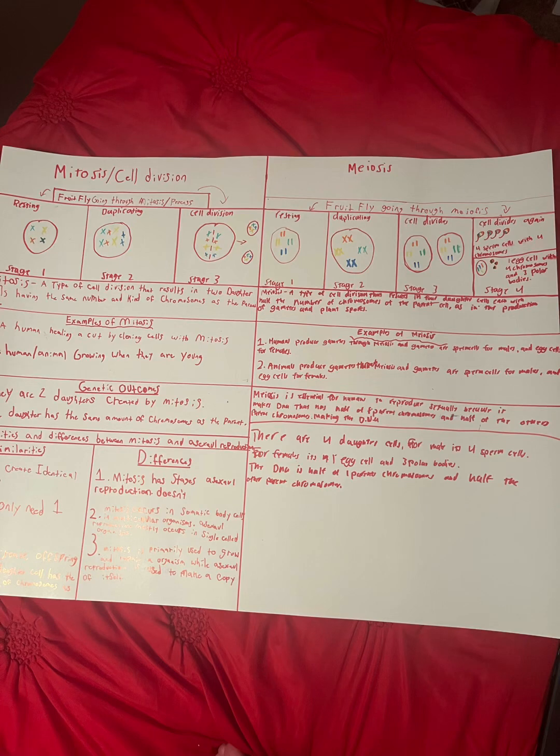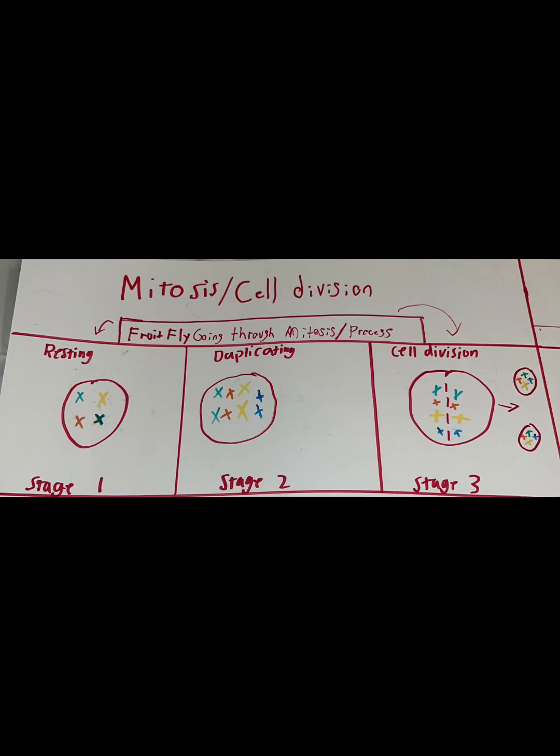The poster you are most likely looking at is about mitosis and meiosis, two processes for reproducing cells. First, we are going to talk about mitosis. Here is a visual as to how this process may look, using fruit fly cells as an example.